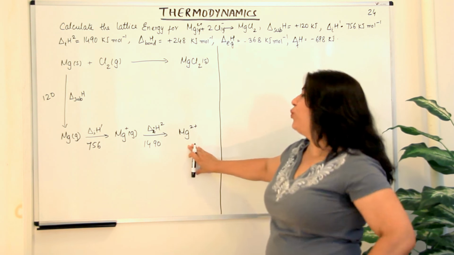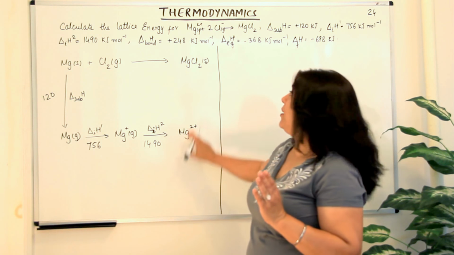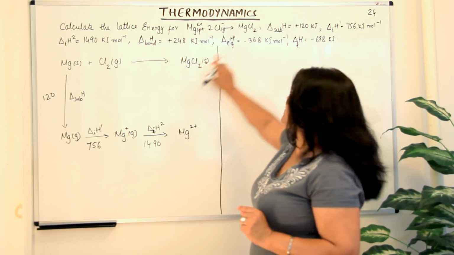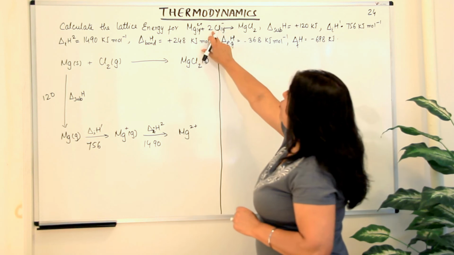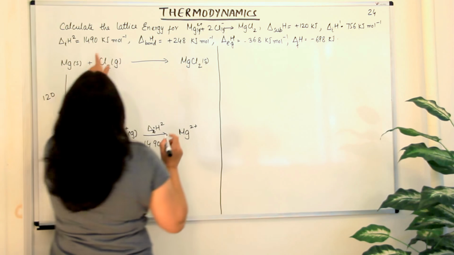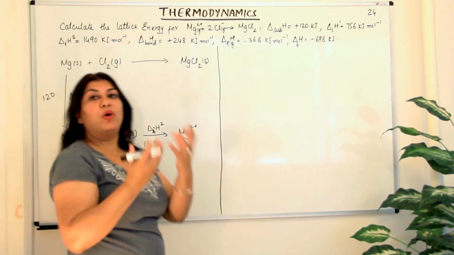So now we have got 1 mole of Mg2+ ions. What do we require now to form MgCl2? We need 2 moles of chloride ions. Do you see this? We need 2 moles of chloride ions. So we start with chlorine. We have 1 mole of chlorine, and 1 mole of chlorine is in the molecular form.